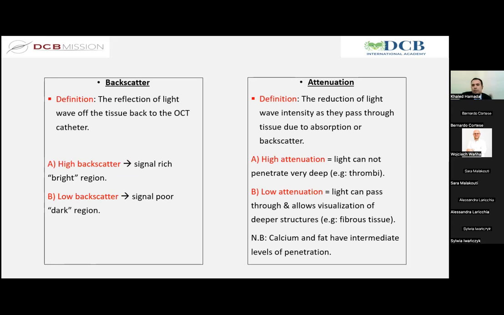Second is attenuation. Attenuation is the reduction of light wave intensity as they pass through the tissue due to either absorption or backscatter. In tissue with high attenuation, like thrombi, light cannot penetrate very deep, so we cannot see behind. In tissue with low attenuation, like fibrous tissue, light can pass through and allow visualization of deeper tissue. Calcium and fat have intermediate levels of penetration. We will see further images.